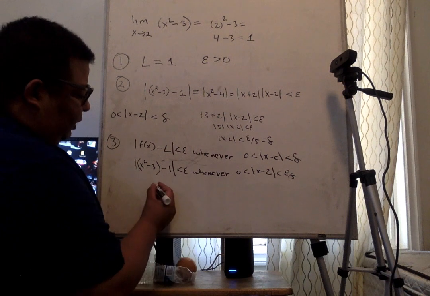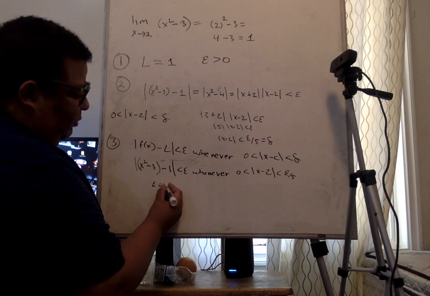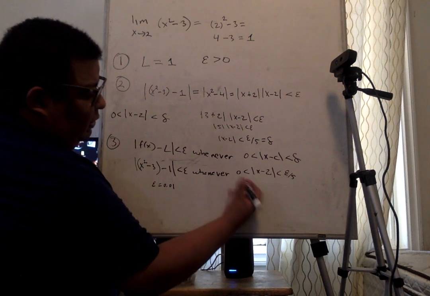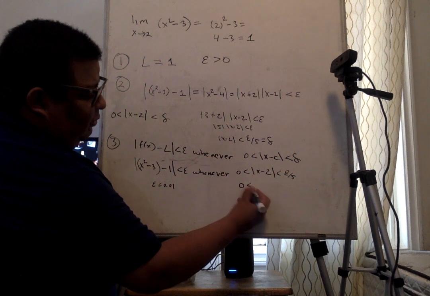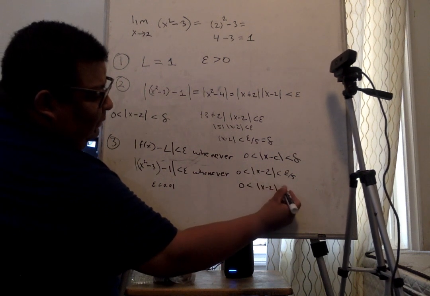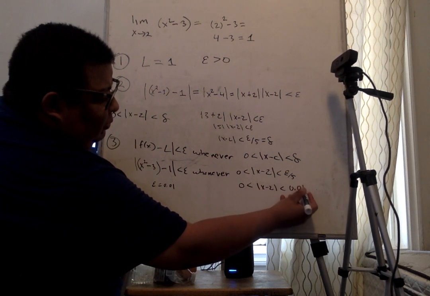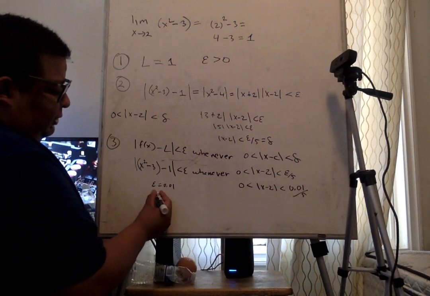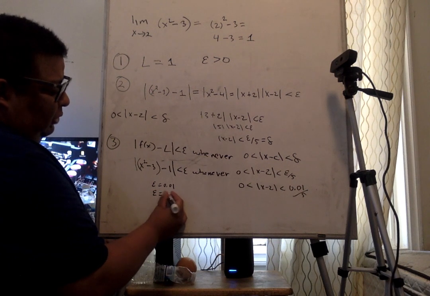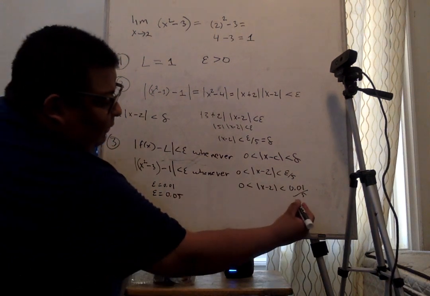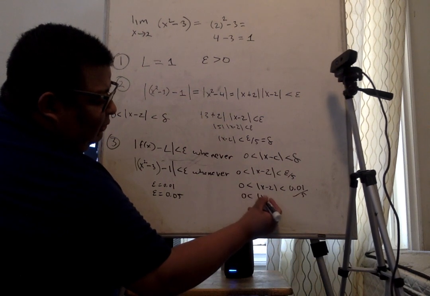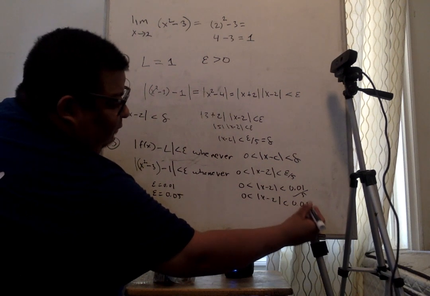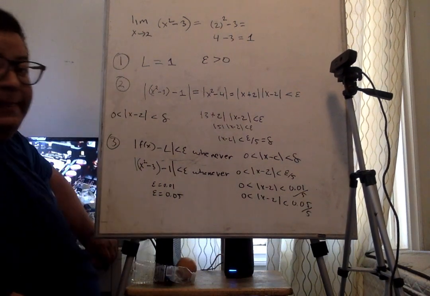Sometimes they might ask you, for example, let's choose epsilon to be 0.01. So all you have to do is, instead of writing this, you're gonna write 0 less than absolute value of x minus 2 less than 0.01 over 5. You can compute that number and then get an answer. For example, let's say they give you epsilon to be 0.05. All you have to do is write the same thing, but instead you put 0.05 over 5, and that's it.